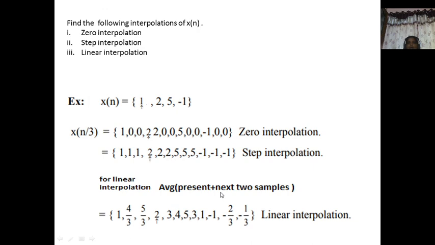So we can generate different interpolation methods, that may be 0 step, linear, whatever it may be, and 2 samples are interpolated, 3 samples are interpolated, we can do. What is the need? Changing the sampling rate. We will wind up this session.